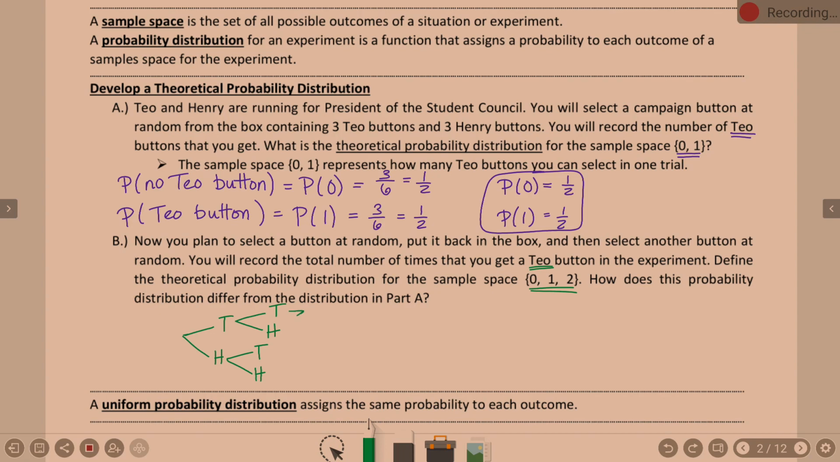So what are those possible choices that we're looking at? The first option was you could get TO twice. The next option, you could get TO and then Henry. Down here, we could get Henry then TO. And the bottom option, Henry, Henry. Those are my options here.